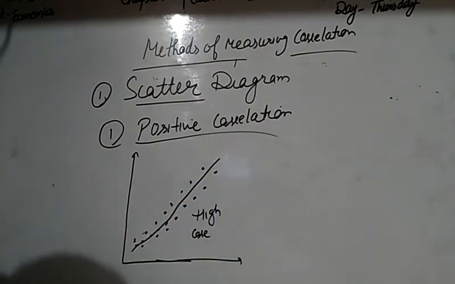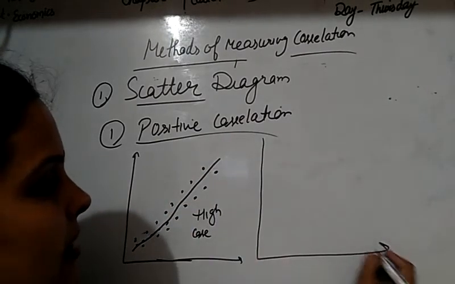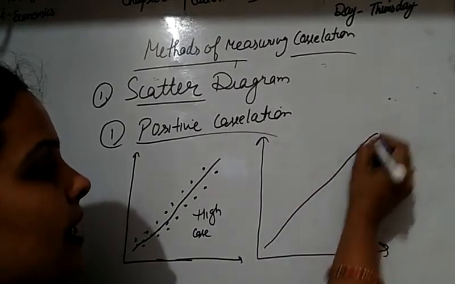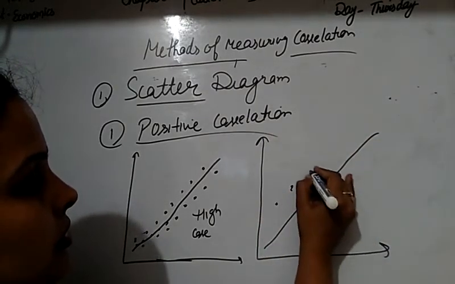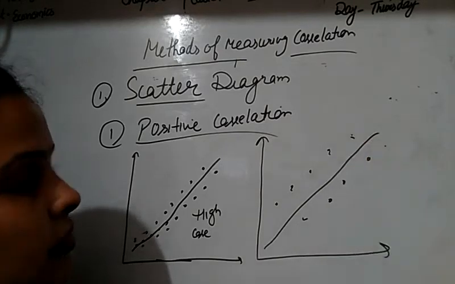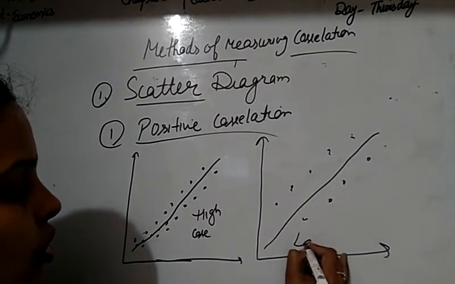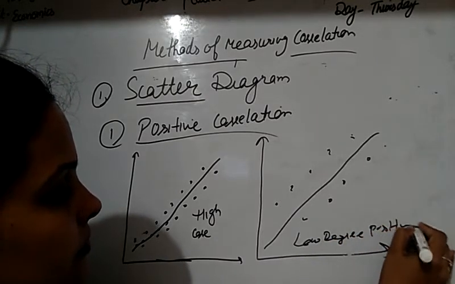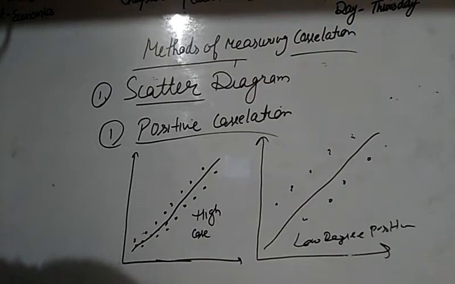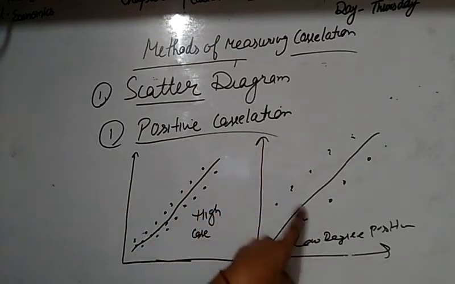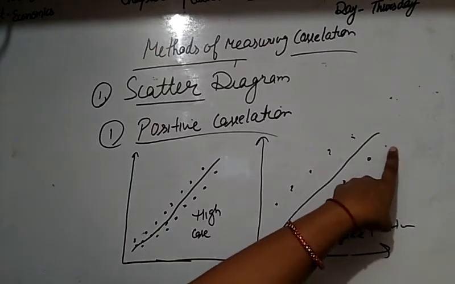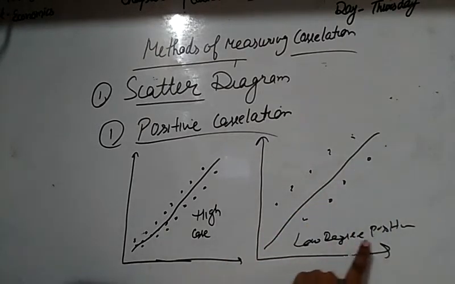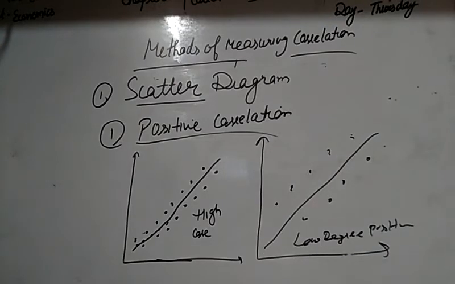When these points lie around the upward sloping line, but some difference is there, to that we call low degree of positive correlation. When these points lie near to the upward sloping line, to that we call high positive correlation. When they are somewhat far from the upward sloping line, to that we call low degree of correlation.